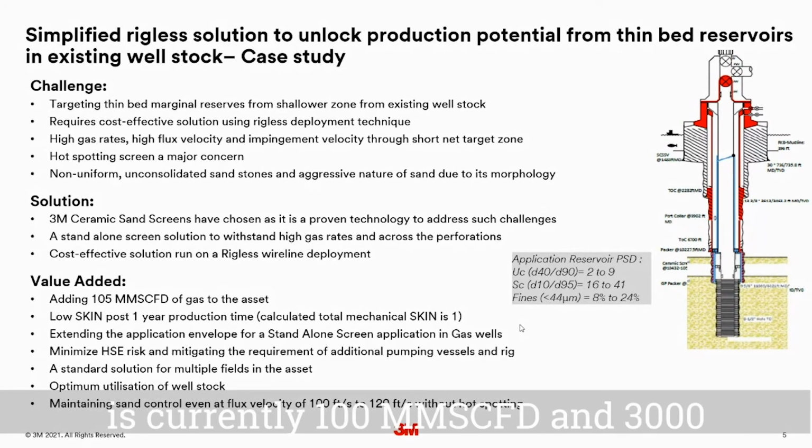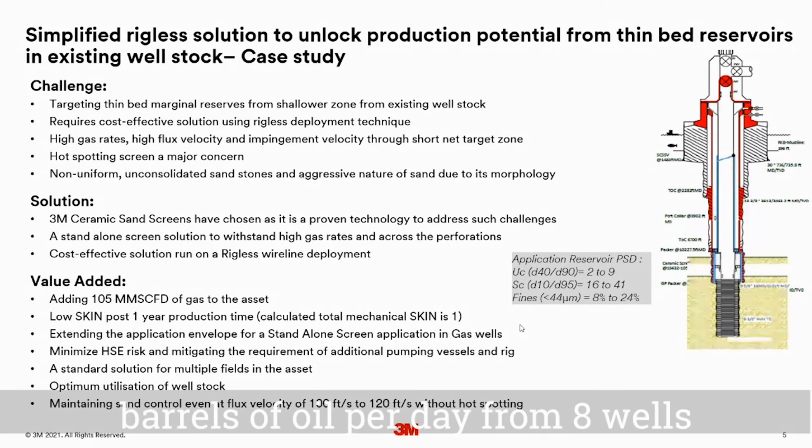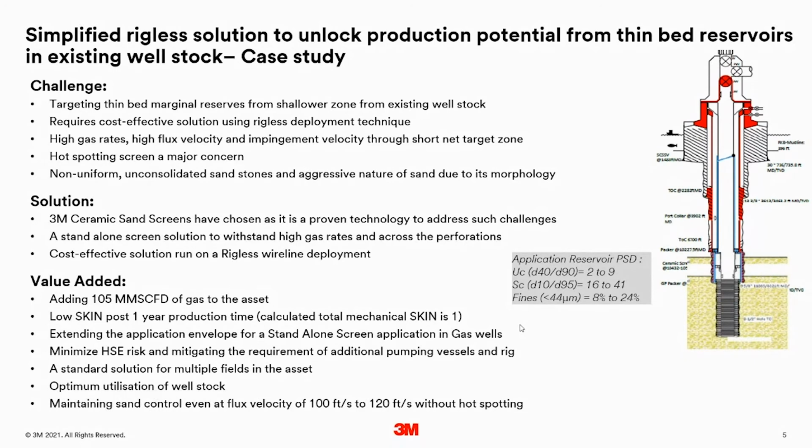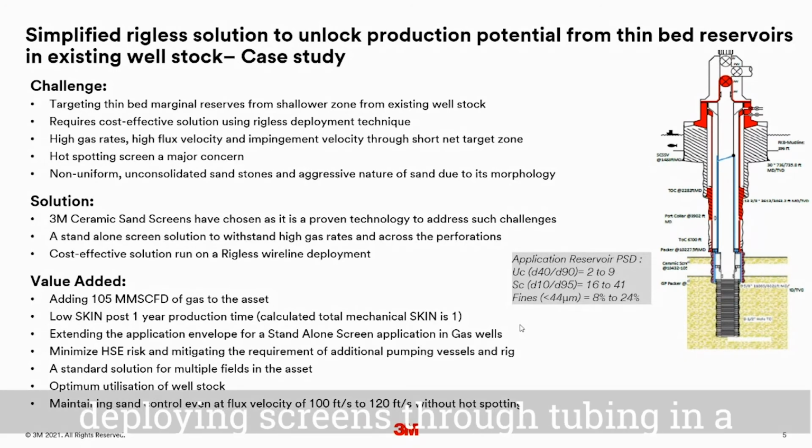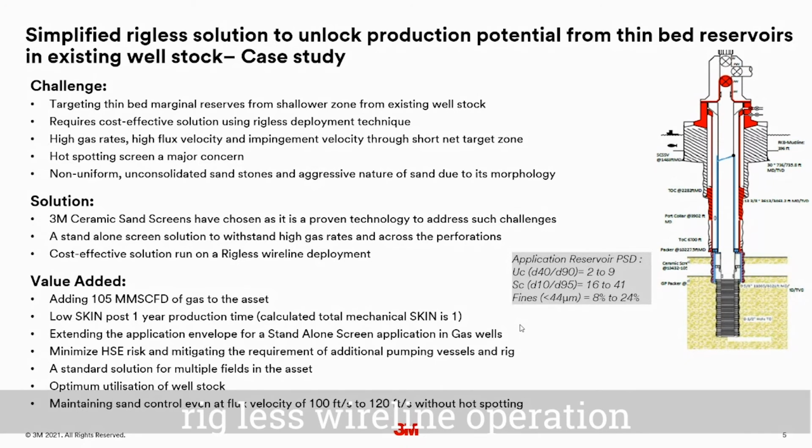In terms of deployment cost and return on investment, incremental production is currently 100 megascf and 3,000 barrels of oil per day from 8 wells, with no sand control failure. Deployment cost we kept feasible by deploying screens through tubing in a rigless wireline operation.